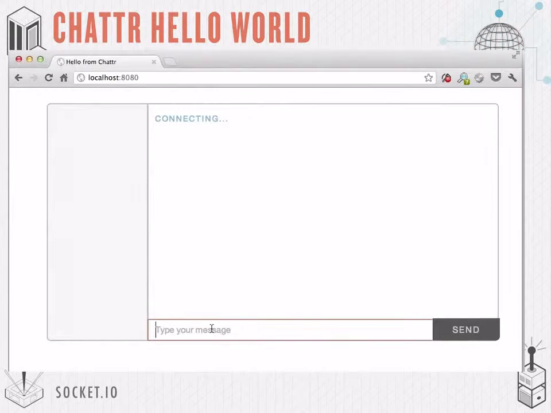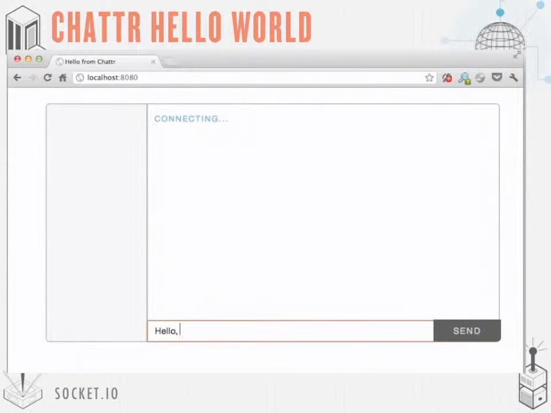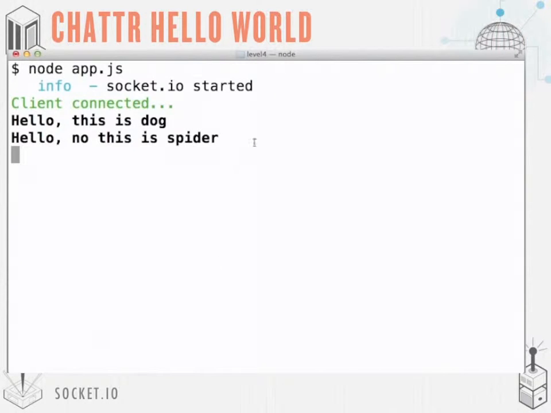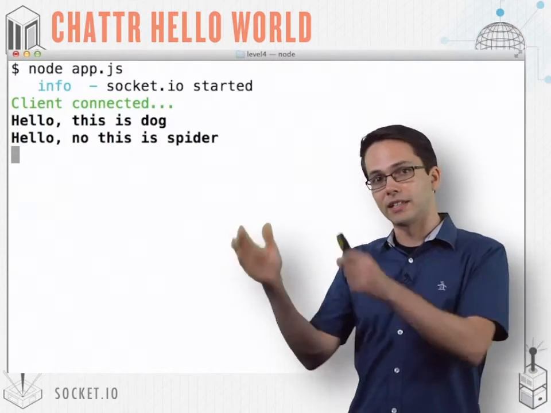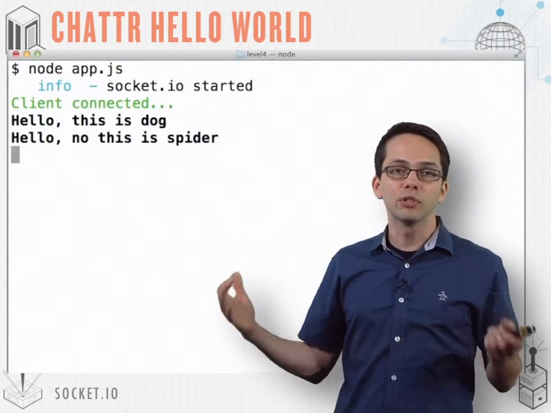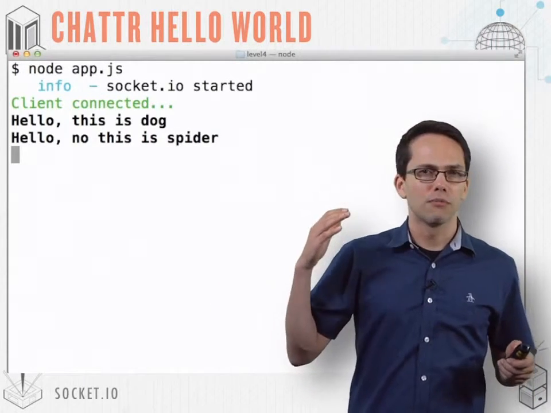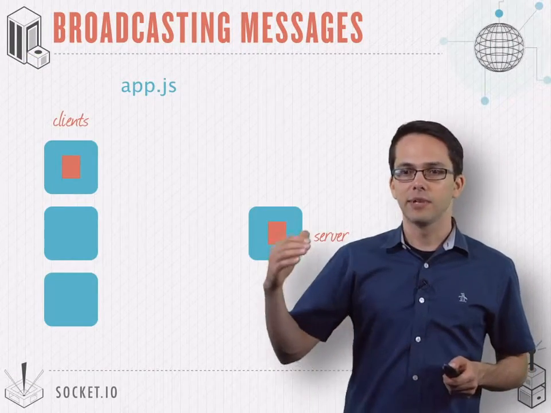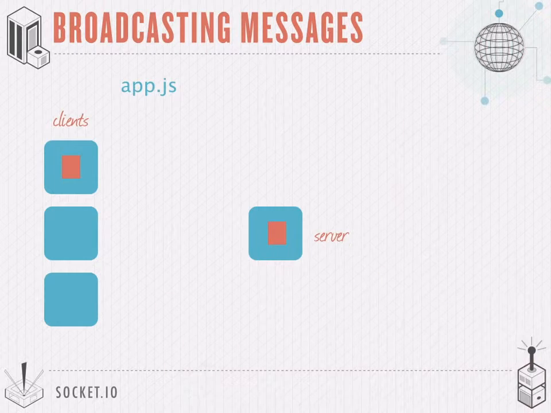Now we'll jump back into our browser, type in hello, this is dog, and we can see that hello, this is dog got printed out back on the console, and we can go back and forth, and it works pretty well. So we know how to send messages from the server to the client and the client to the server. But this is a chat room, so we're going to be having multiple clients connecting to our server, and we're going to need to broadcast somebody's text that they send to the chat room to everybody.